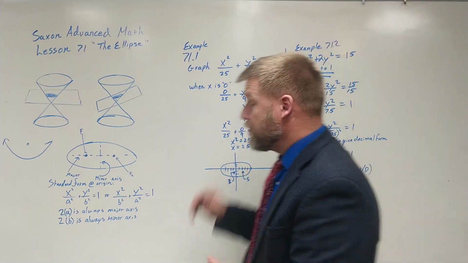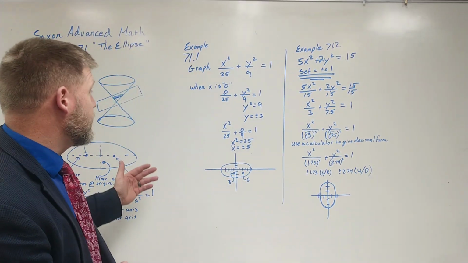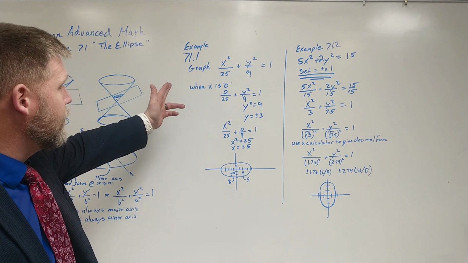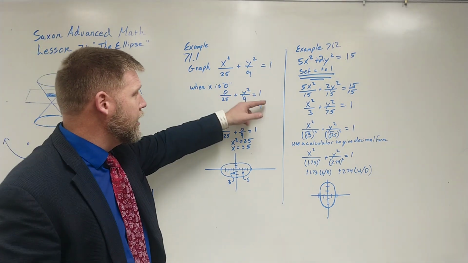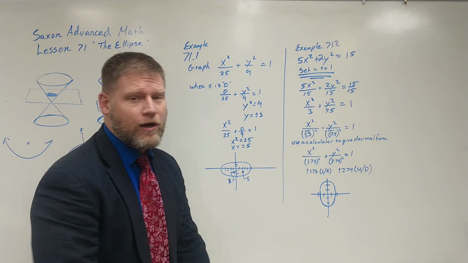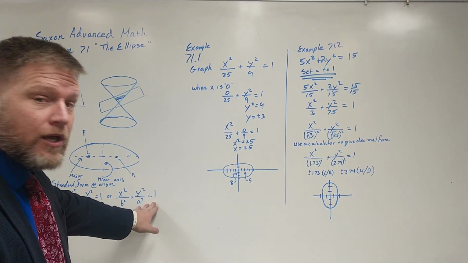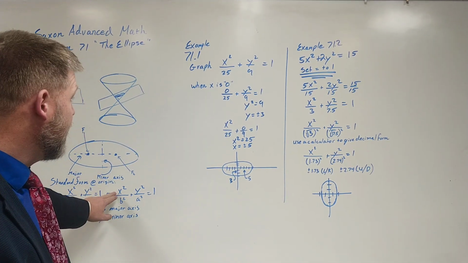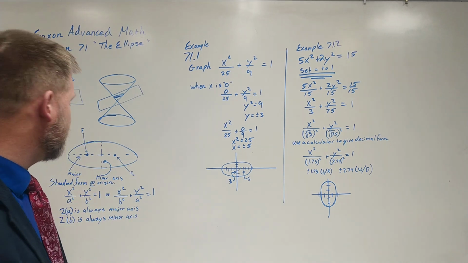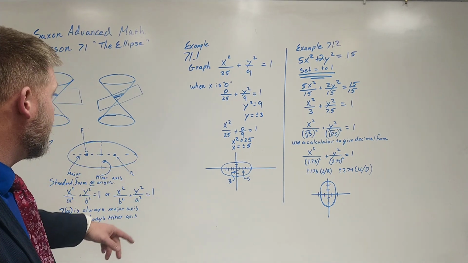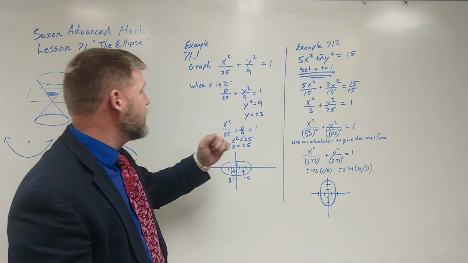Now, let's look at example 71.1, and we'll work with this. They say graph x squared over 25 plus y squared over 9 equals 1. Nicely, they put it in the correct format for us. They've already put it equal to 1. They already have an x squared and a y squared term. That's perfect. The a and the b are already on the bottom.